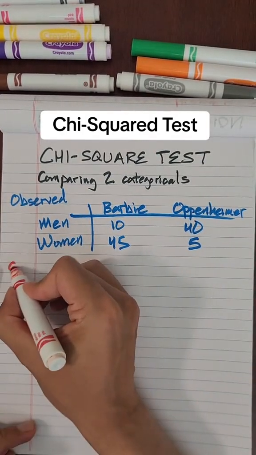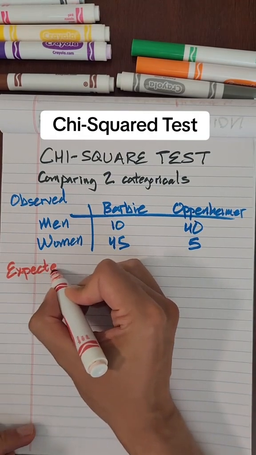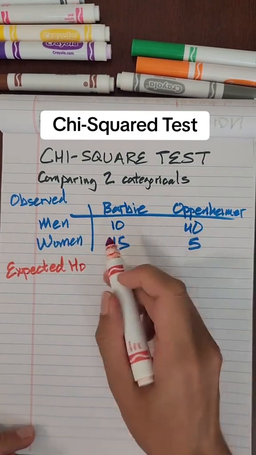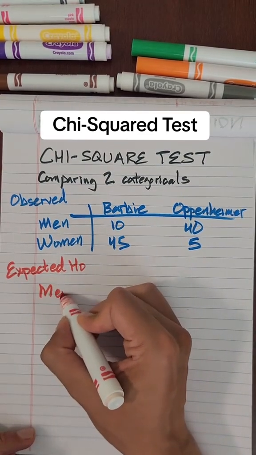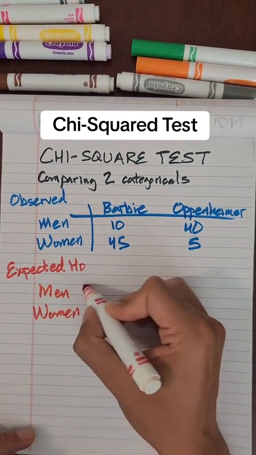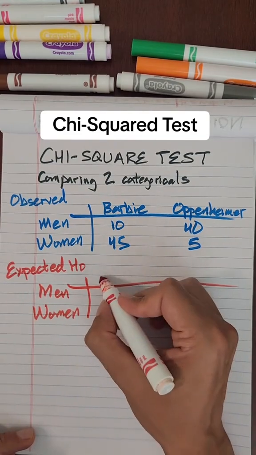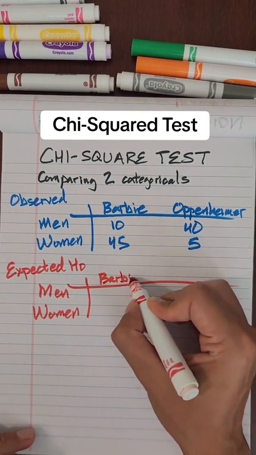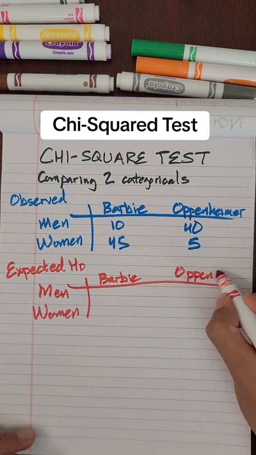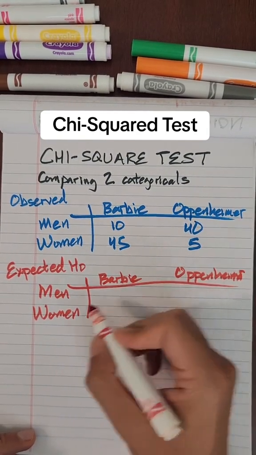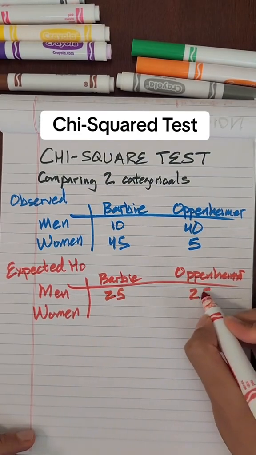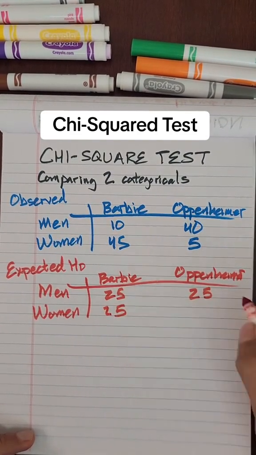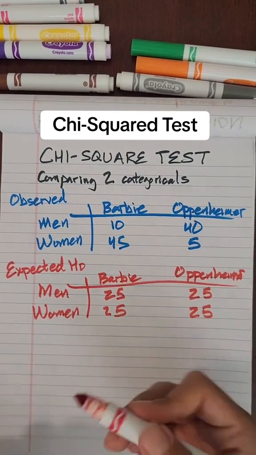So if there were no difference in terms of movie preferences, what would the expected distribution be? Again, we're assuming there's no gender preferences for these movies, so we would actually expect them to be evenly distributed. So it would be 25 Barbie for men, 25 Oppenheimer for men. Same thing for women, it should be evenly split between Barbie and Oppenheimer.